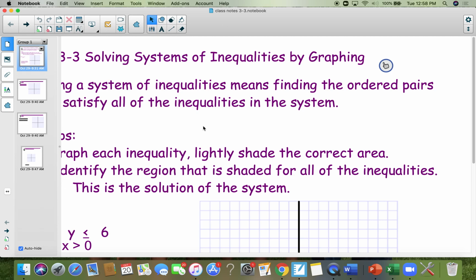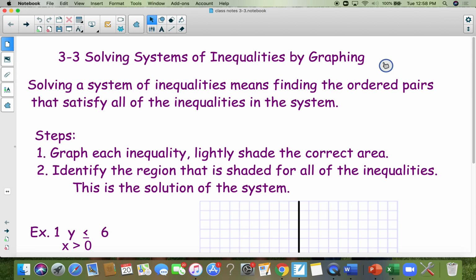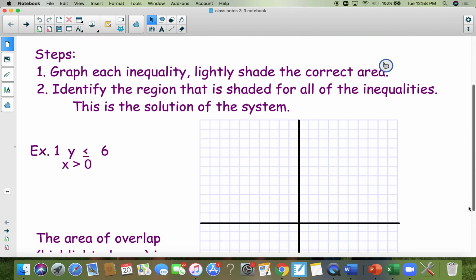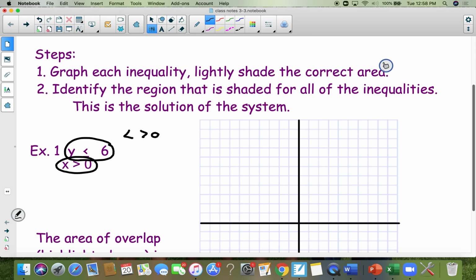Okay, now we're solving systems of inequalities by graphing. So, you are going to graph both of these, and make sure you use less than or greater than, you use a dotted line. Less than or equal to, greater than or equal to, you use a solid line. And it's an inequality, so don't forget to shade.